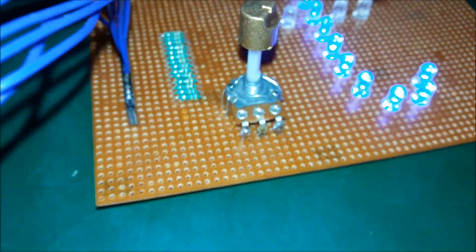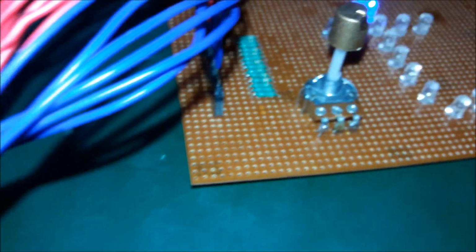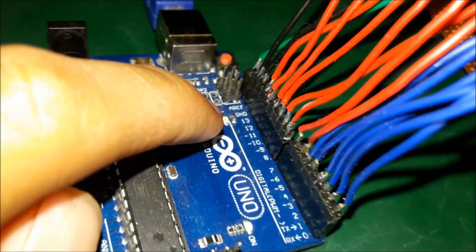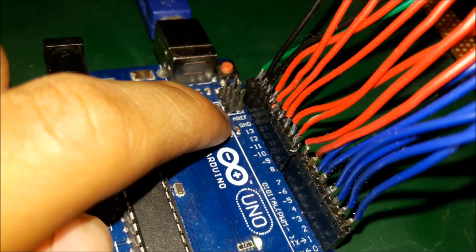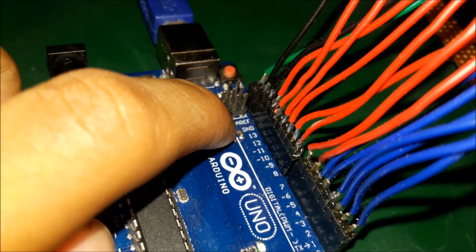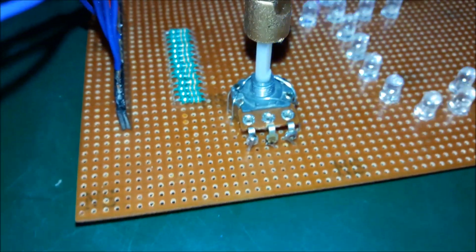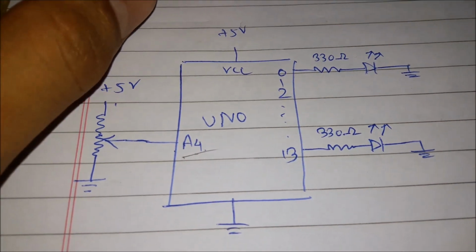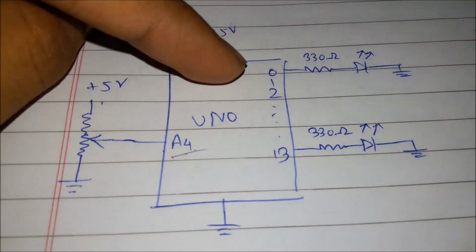One of the extreme terminals of the potentiometer is connected to the A reference pin here. By default 5 volt is available on the A reference pin, and of course the third terminal of the potentiometer is grounded. This is the schematic showing all the connections I have made.